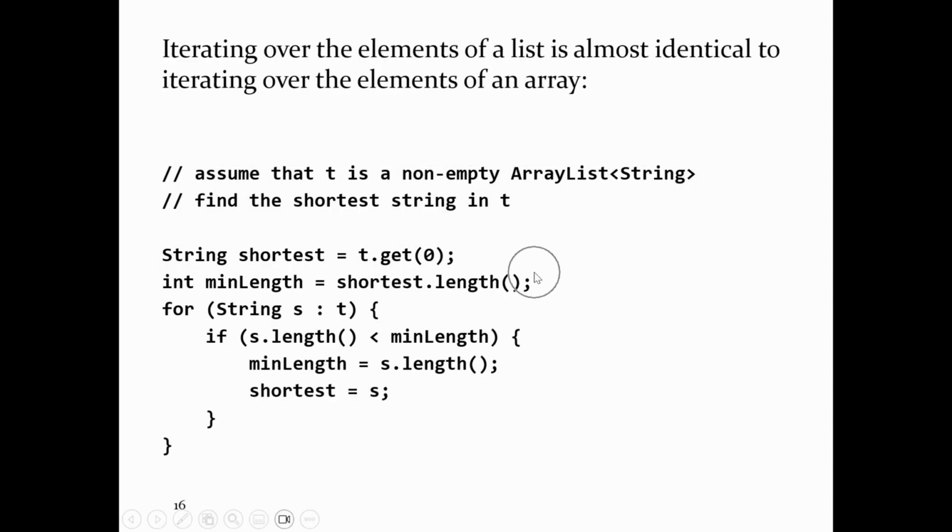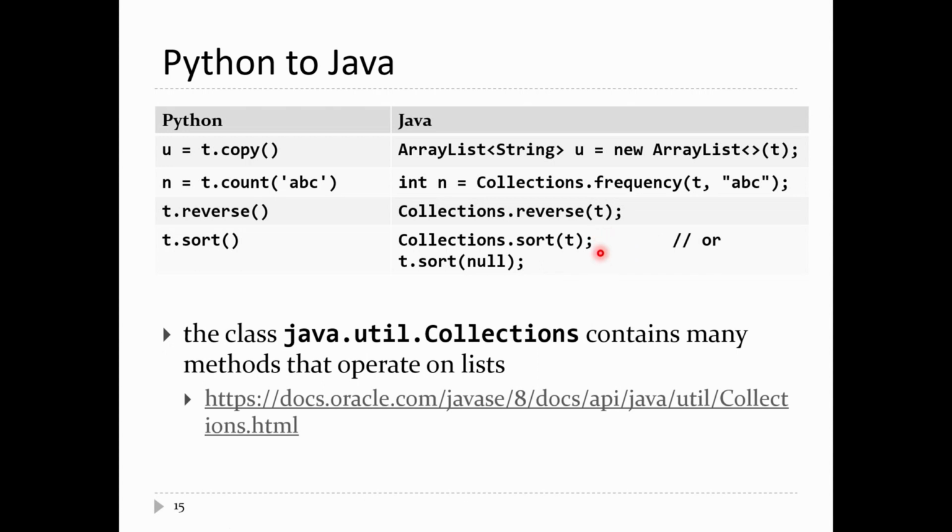You can do it in two different ways in Java, right? You can either use Collections.sort and then pass in the list, or you can write t.sort and then pass in the word null. Now, I've mentioned null, I think, once before. Null in Java means no object. So if you go and look at this sort method in Java.